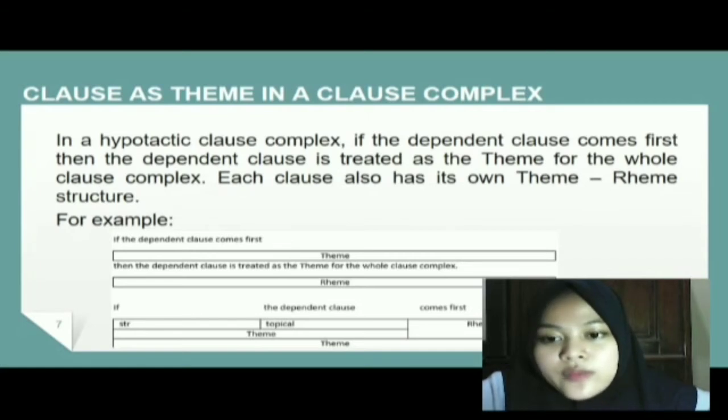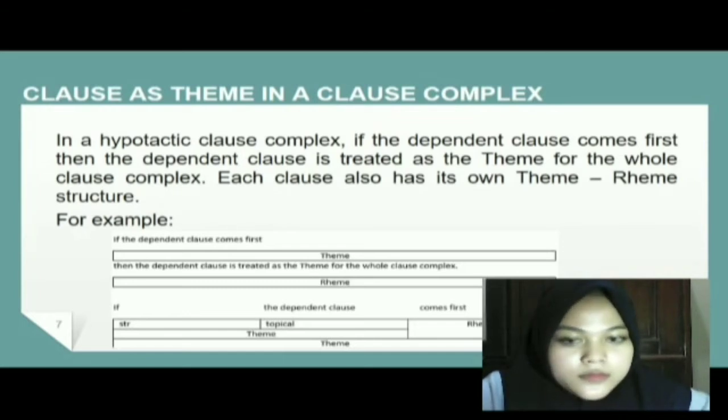For example, if the dependent clause comes first as a theme, then the dependent clause is treated as the theme for the whole clause complex as a rhyme. If as a structural, the dependent clause as a topical comes first as a rhyme. Structural and topical is a theme, and theme and rhyme are included in a theme.